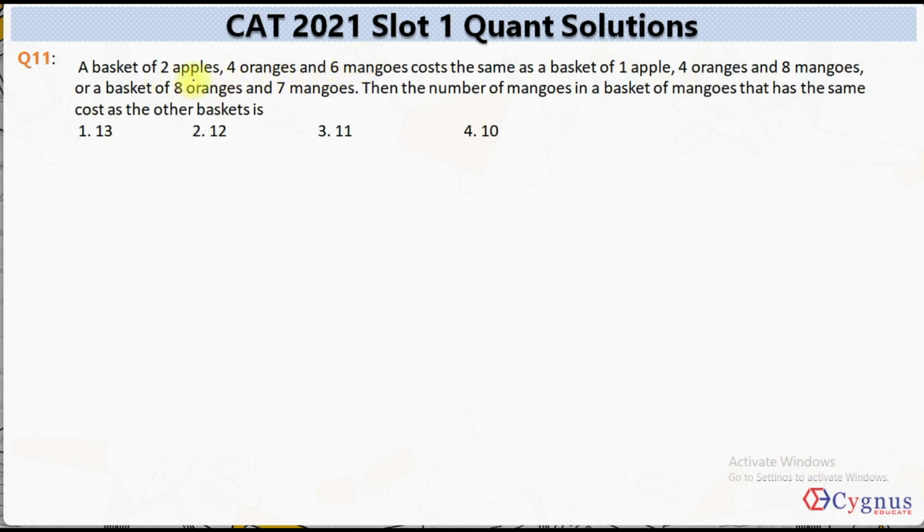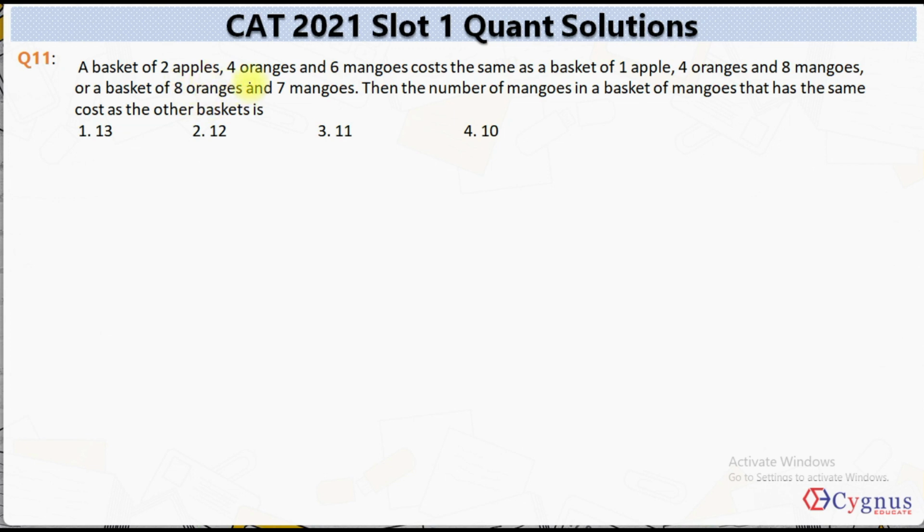A basket of 2 apples, 4 oranges and 6 mangoes costs the same as a basket of 1 apple, 4 oranges and 8 mangoes, or a basket of 8 oranges and 7 mangoes. That means we have 3 relations. Then the number of mangoes in a basket of mangoes that has the same cost as the other baskets. So in other words, you need to convert all these fruits in terms of what?